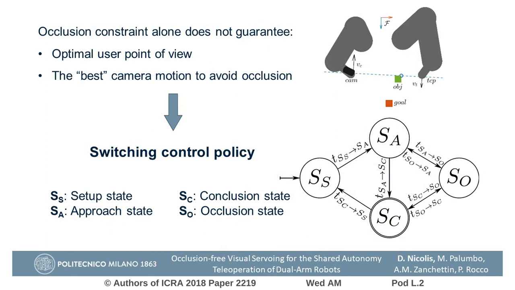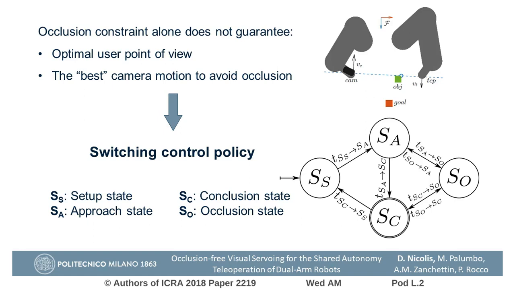Although we can guarantee the constraint robustness for dynamic objects and moderate uncertainties in the computation of the interaction matrices, with the inclusion of a constraint alone, it is not possible to ensure either an intuitive view of the scene for the user, or an optimal camera motion, due to the locality of the controller. This motivates the introduction of a switching control policy based on a finite state machine.